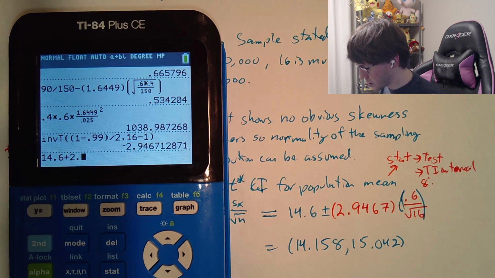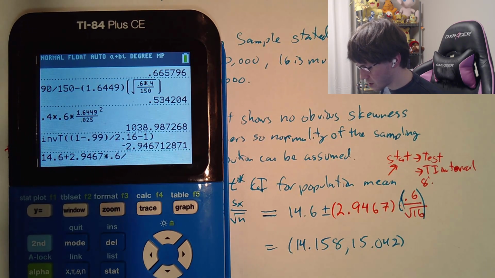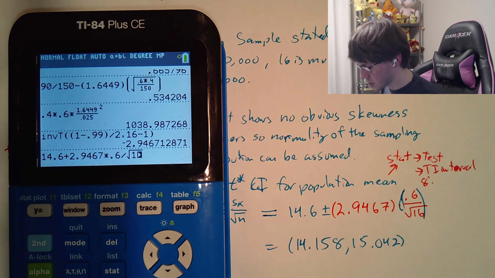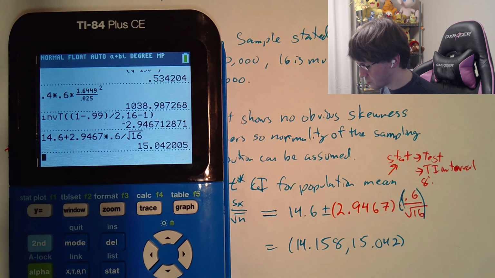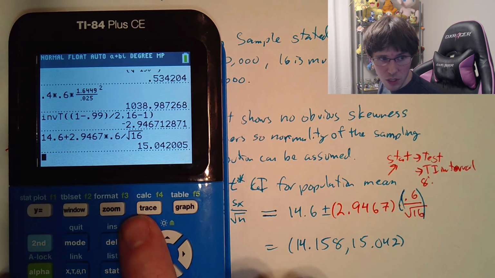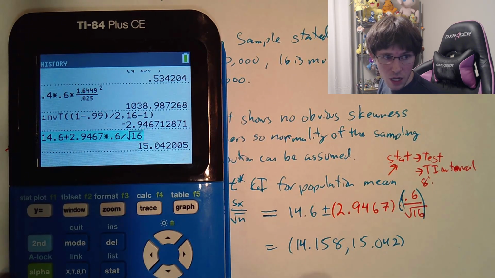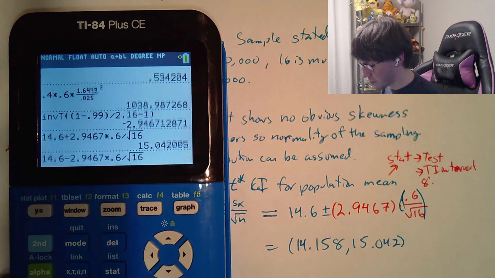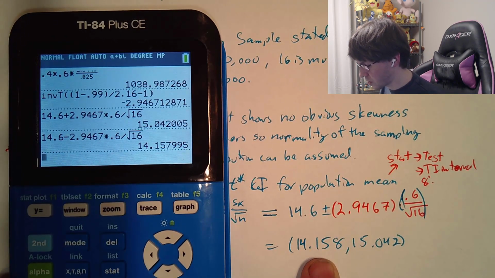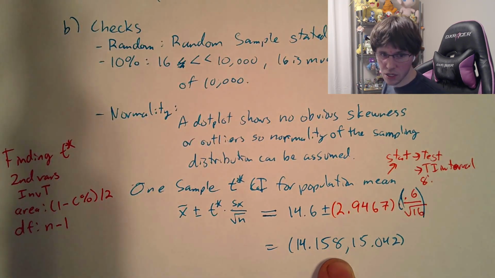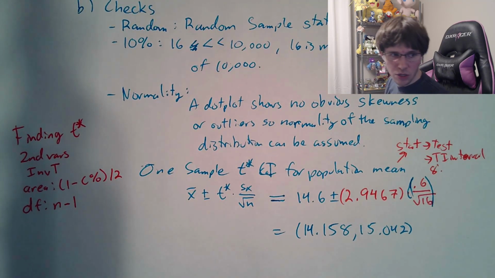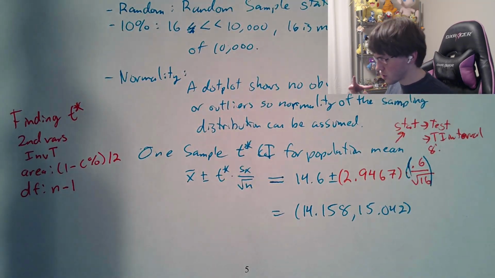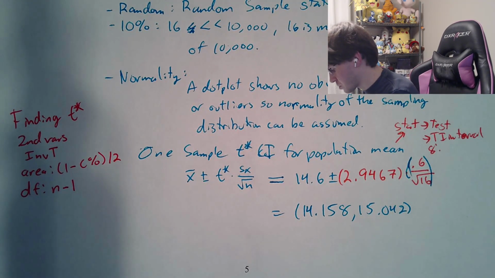14.6 plus 2.9467 multiplied by 0.6 divided by the square root of 16. And I got 15.042. That's the same exact number as this one. And if I go up here and I change this plus sign into a minus sign, I get 14.157995, which is the same as this 14.158. Beautiful. Anyways, we have done it. We've constructed it. But we still need to do the interpretation part.